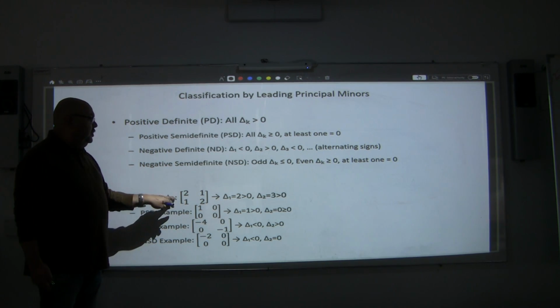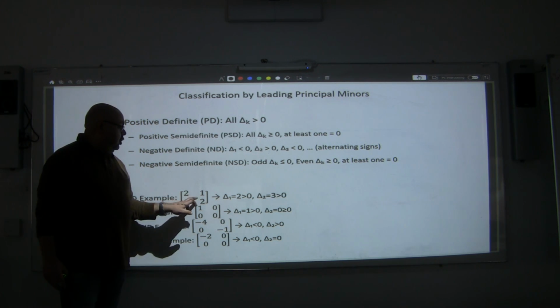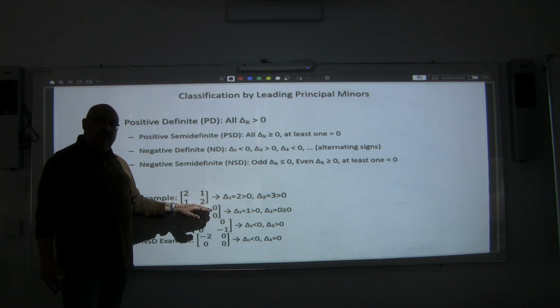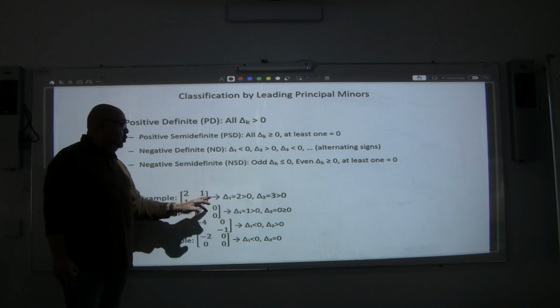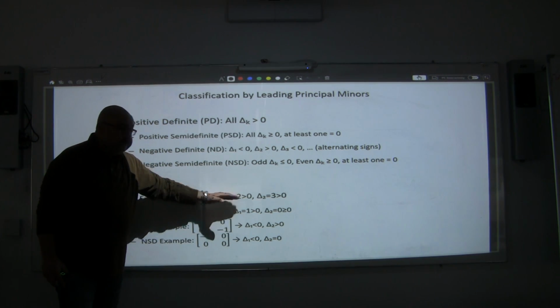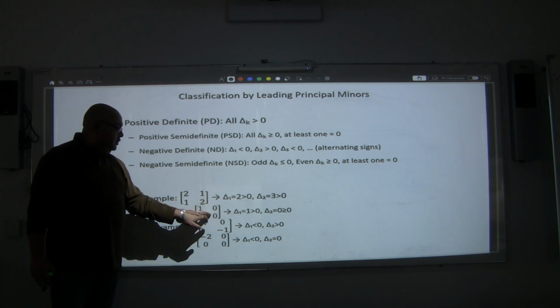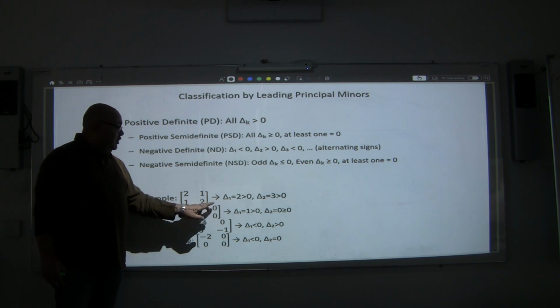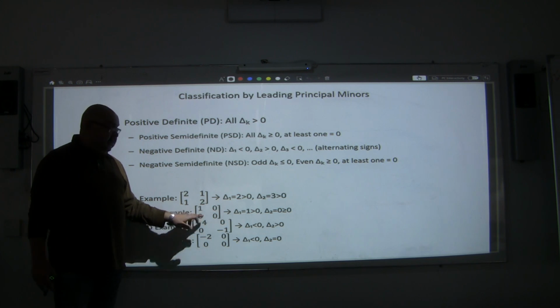If you remark for these examples, the first of them is 2, 1, 1 and 2, which is a 2 by 2 matrix. The determinant of the first matrix is going to be 2. The determinant overall, which is 2 by 2, is going to be 4 minus 1. So delta 1 and delta 2 are greater than 0, so this case is positive definite. In the next case, the first is positive, and the overall determinant delta 2 is equal to 0, so it's a positive semi-definite.